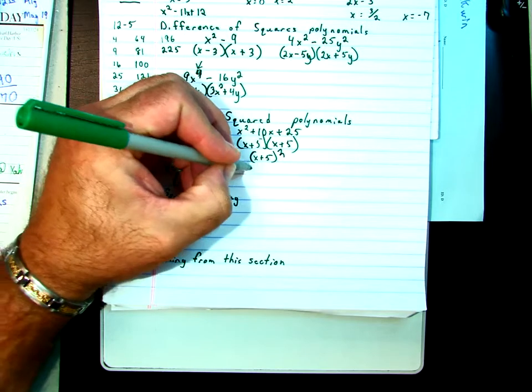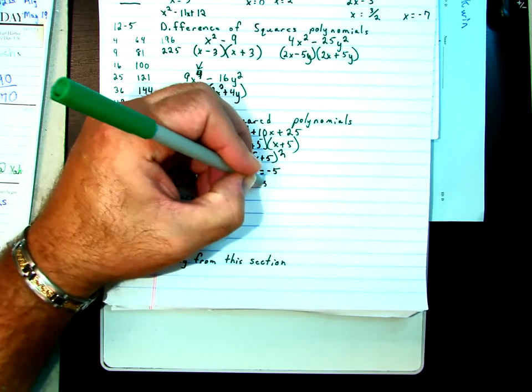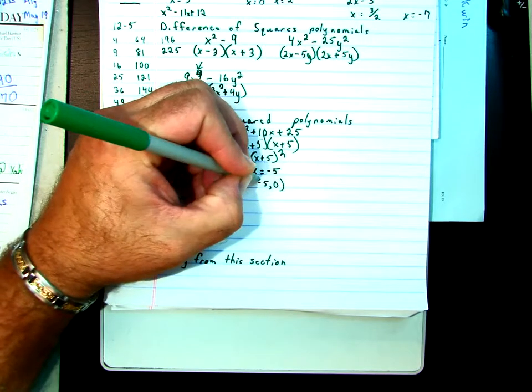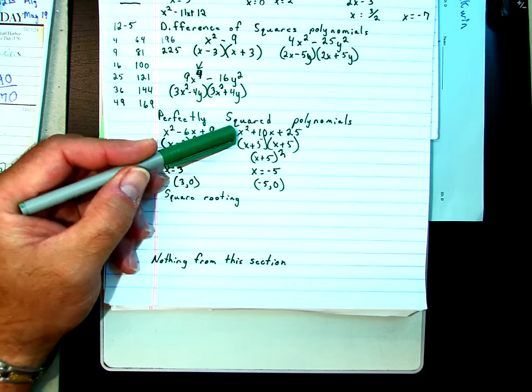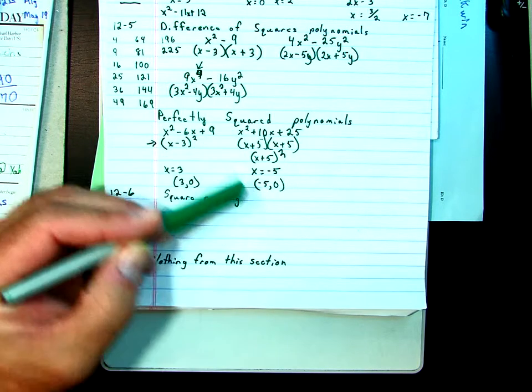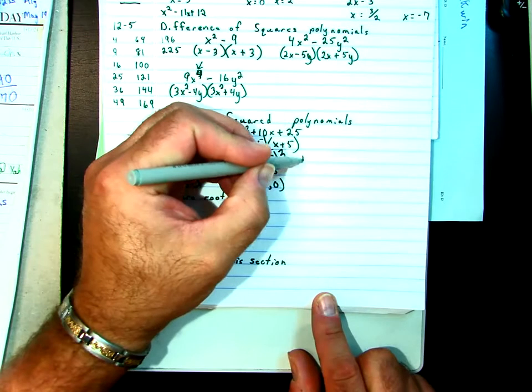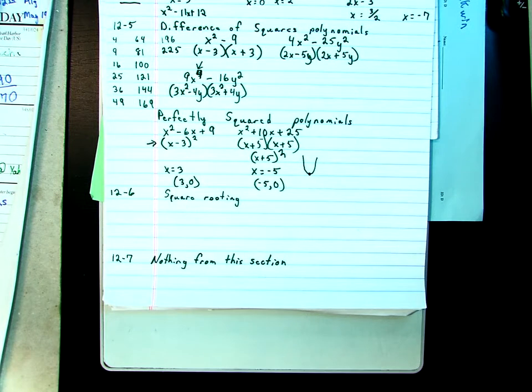And your axis of symmetry would be x is equal to negative 5, and your vertex would be negative 5, 0. Now would that vertex be a maximum or a minimum? Hopefully you know it would be a minimum. Why? Because the first sign is positive, which means the parabola goes like this, which means the point there that's the vertex would have to be the minimum.